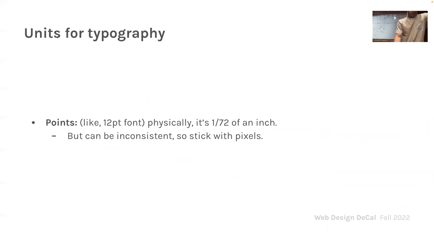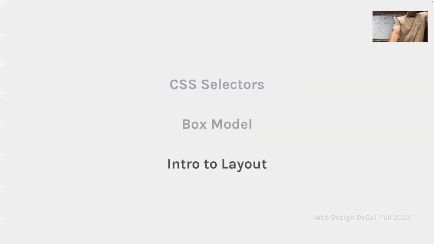So units for typography, I'm sure you guys have also seen like Google Docs, like 12 point font. It's pretty inconsistent. So usually we recommend you stay with pixels or percentages. And yeah, I guess that's what we're running with in this class. And then for the last portion of the CS programming part is an introduction to layout.